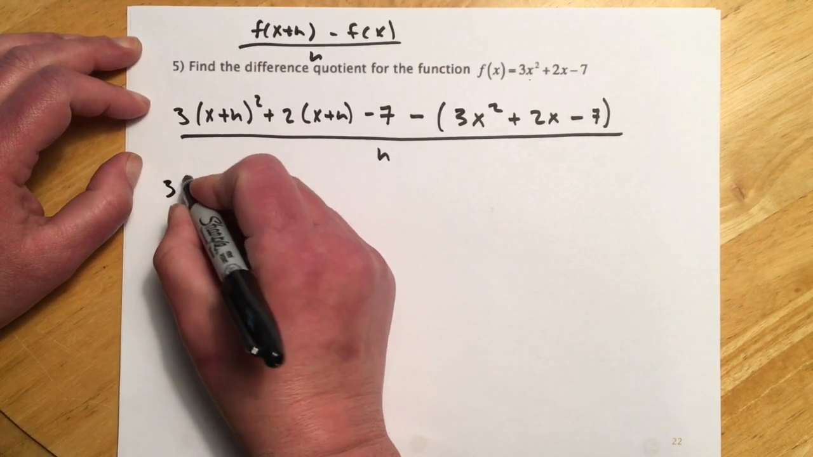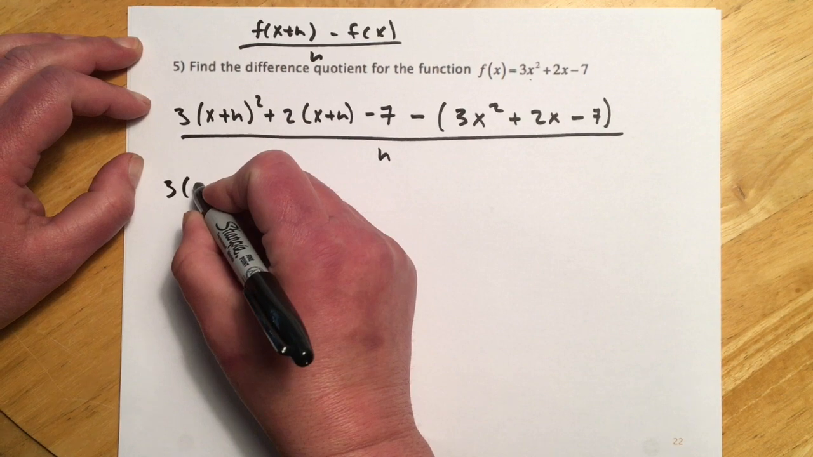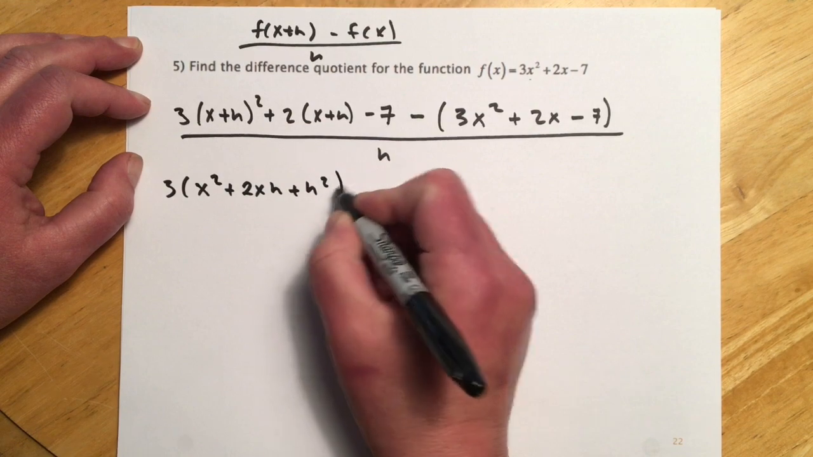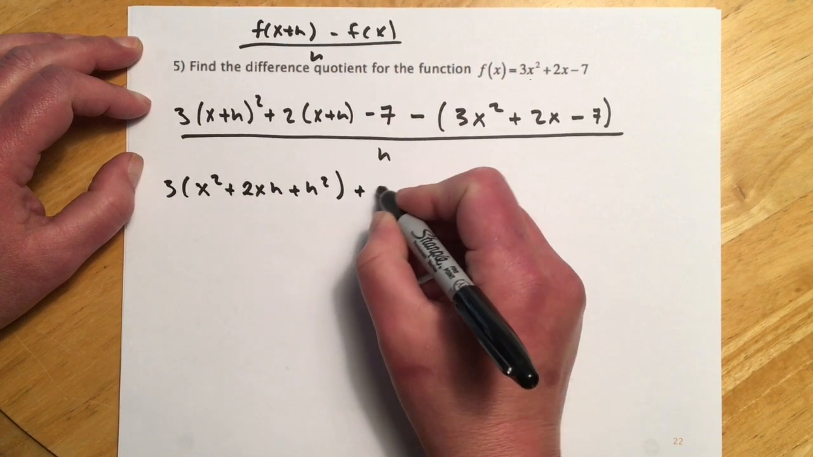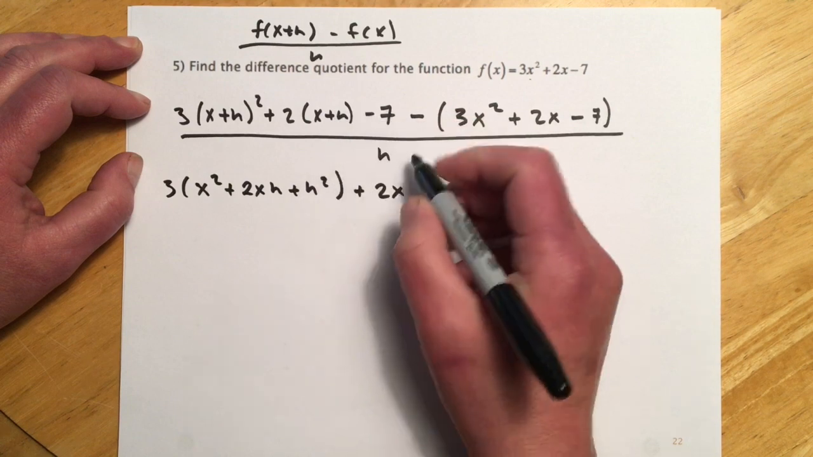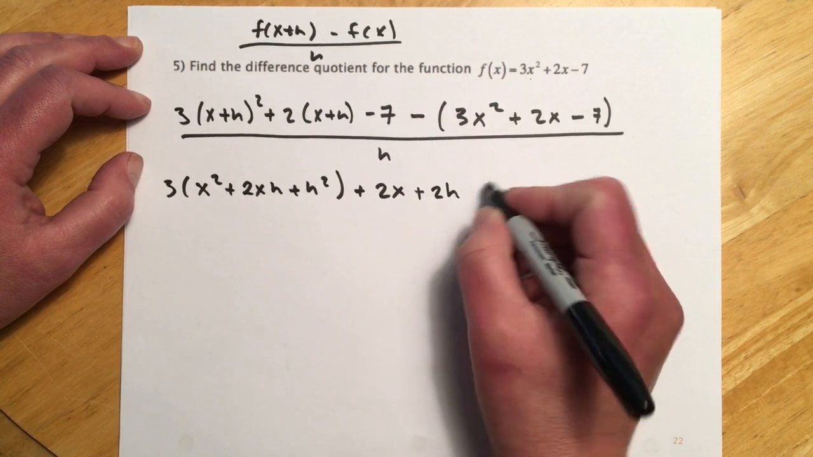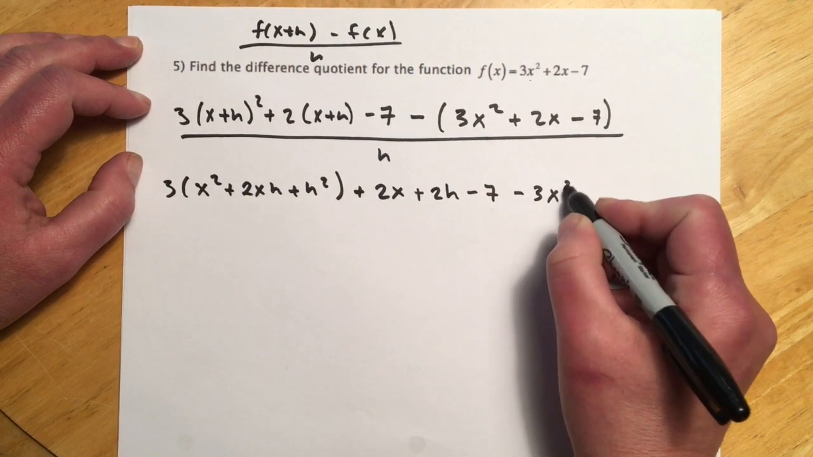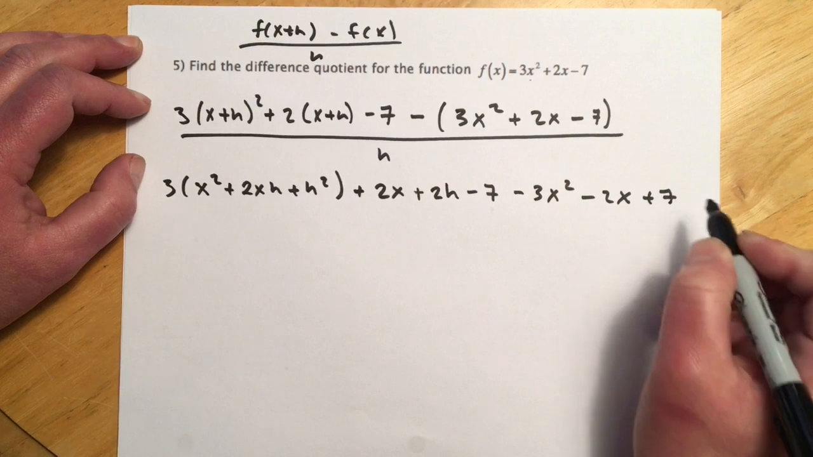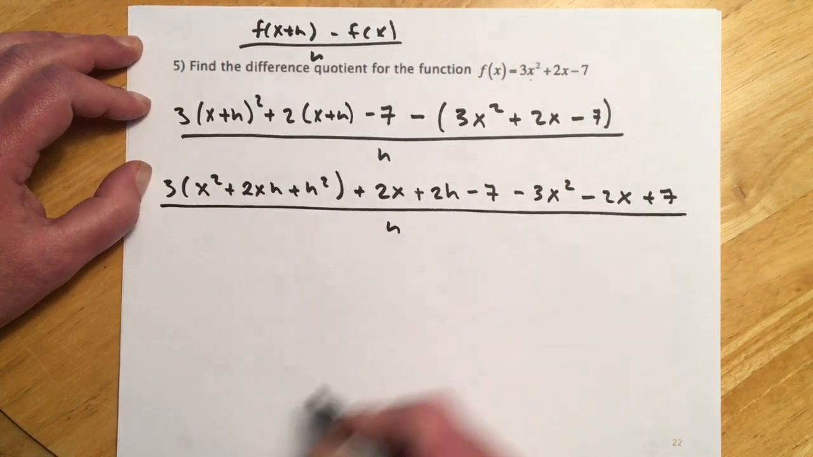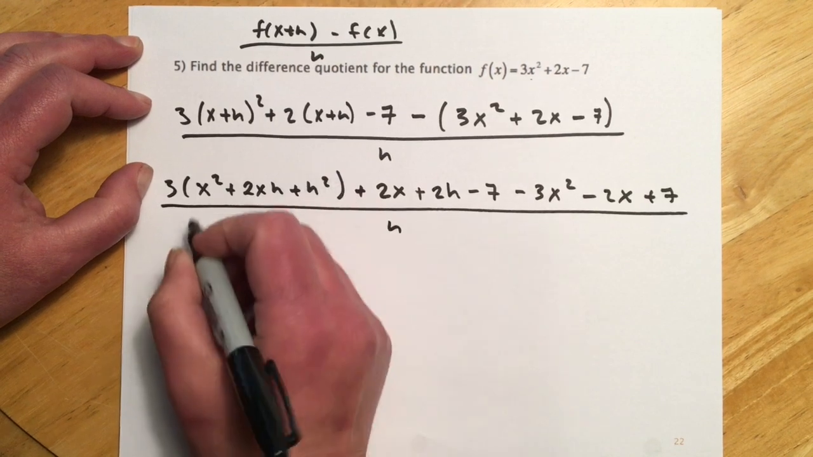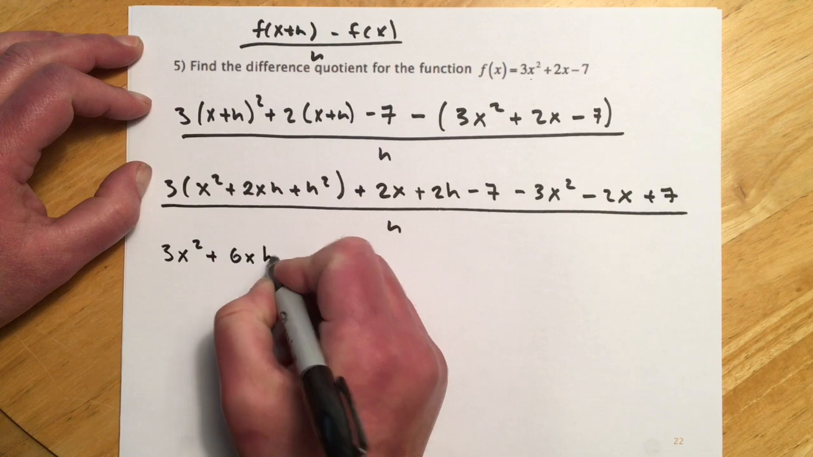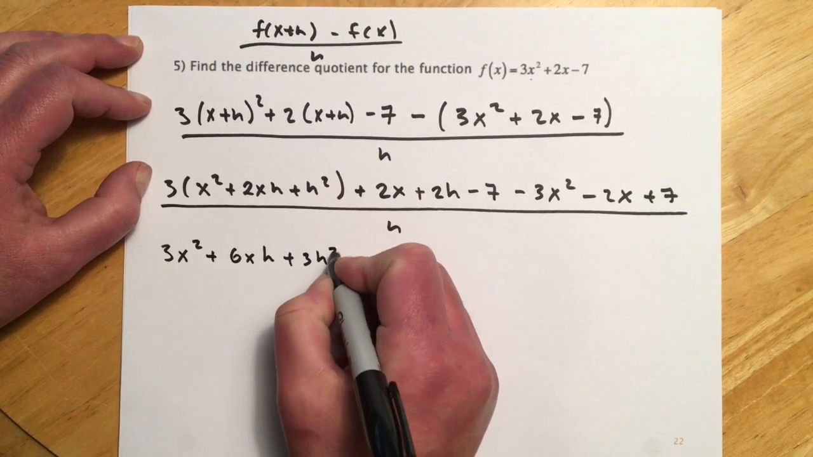So this is going to be 3, and then this is that same form again, so that's x squared plus 2xh plus h squared. Distributing there, I'm going to get plus 2x. There's something where people forget the 2 on the h, so a good spot to look for errors. And then running the negative through, I get negative 3x squared minus 2x plus 7 all over h. And then I still have to do the 3 through this set: 6xh and 3h squared.